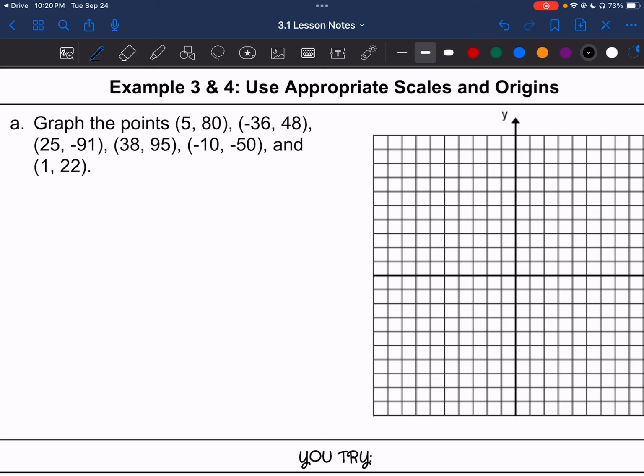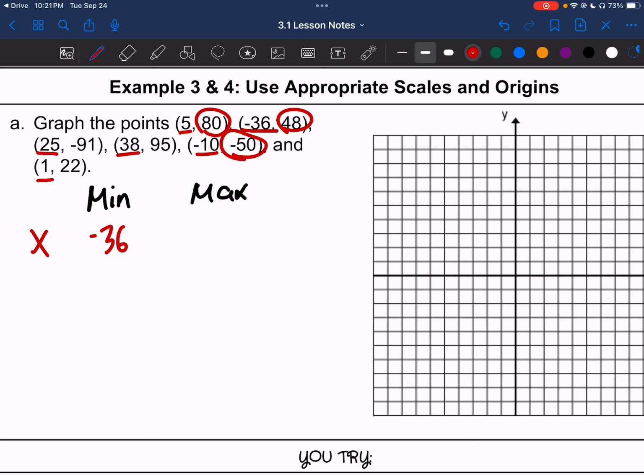So the way we're going to do this, we're going to look at what is my minimum and what is my maximum of each of my variables. Okay, so my minimum for my x variables, we have a 5, a negative 36, a 25, a 38, a negative 10, and a 1. My smallest x variable is negative 36. My largest x value, out of those, looks like 38 is going to be our largest.